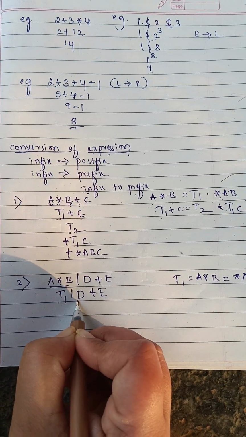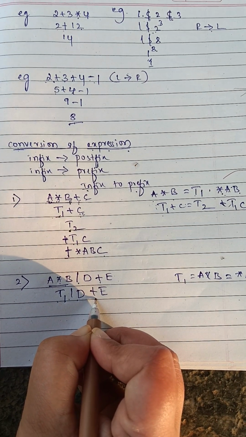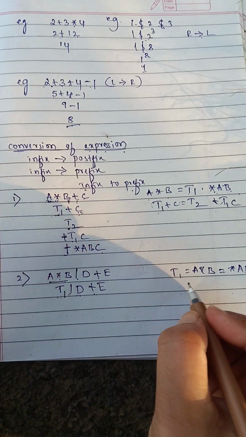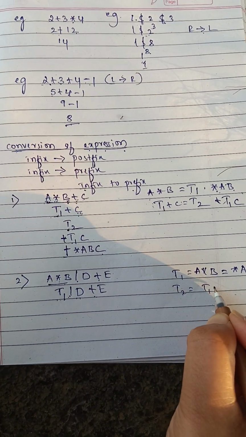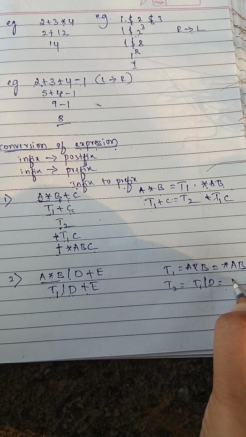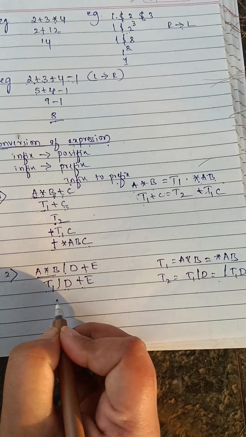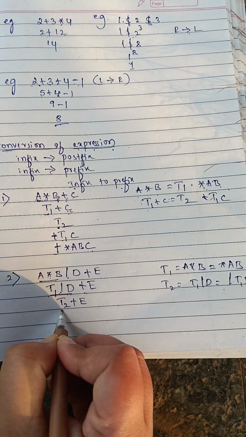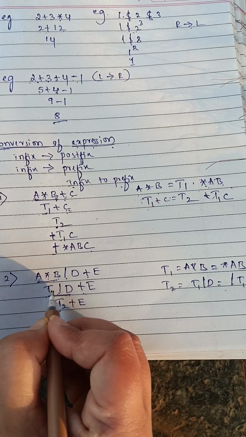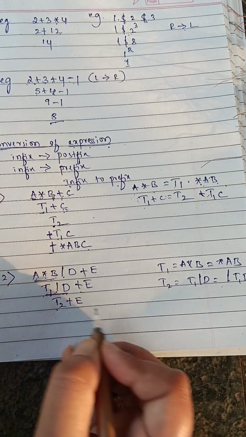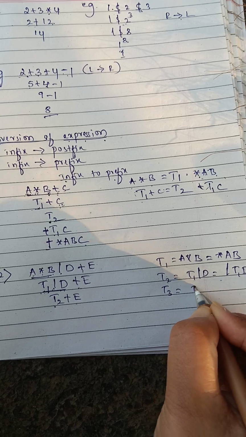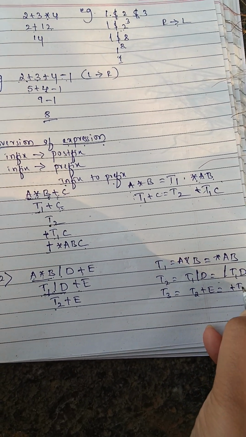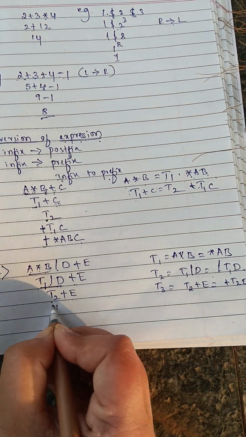Then you have to solve this one. Here it is division, and here it is addition. So you have to solve the division first. I will put t2 as t1 divided by d. It means the prefix is converted to divide t1 d. Then I will put t2 plus e. For this expression you have put t2, and for a star b you have put t1. Next, for t2 plus e, I will take t3. When it converts to prefix, it is plus t2 e.